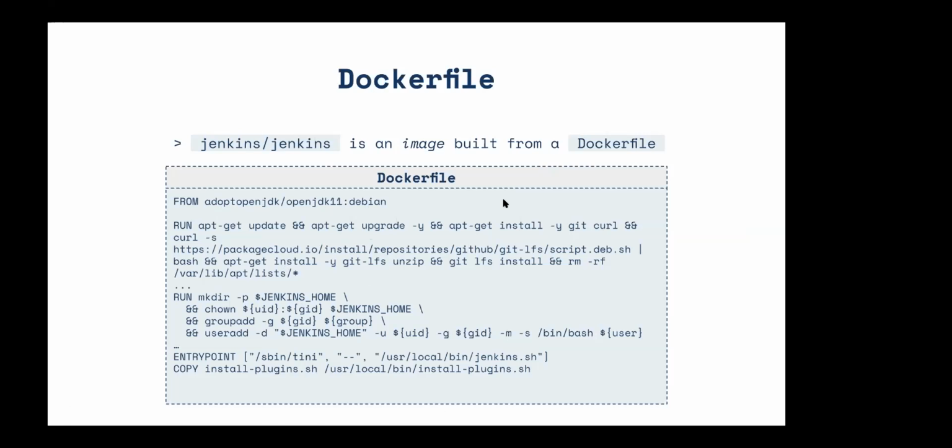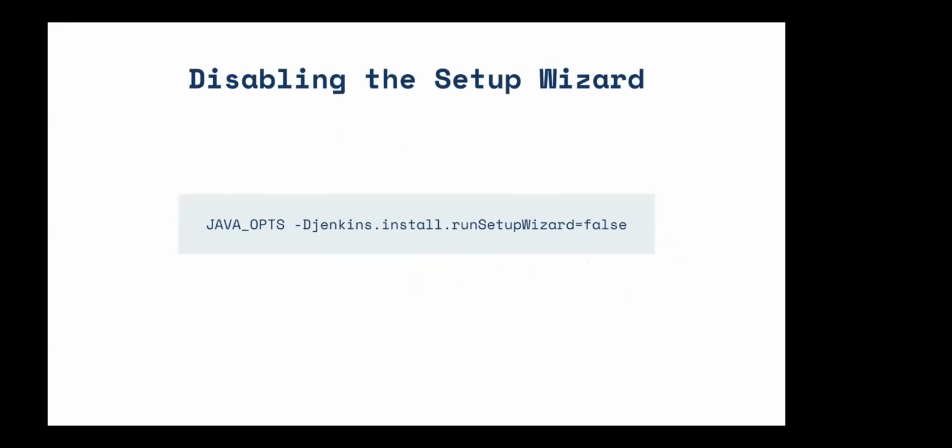But basically it's a list of instructions that is pre-run, and then the result is saved into an image. Because in this Dockerfile, Git and curl are already installed, in the final Jenkins image I don't have to install them again.